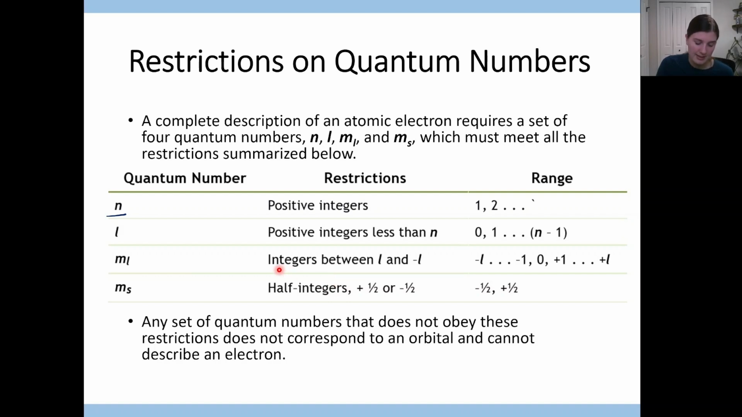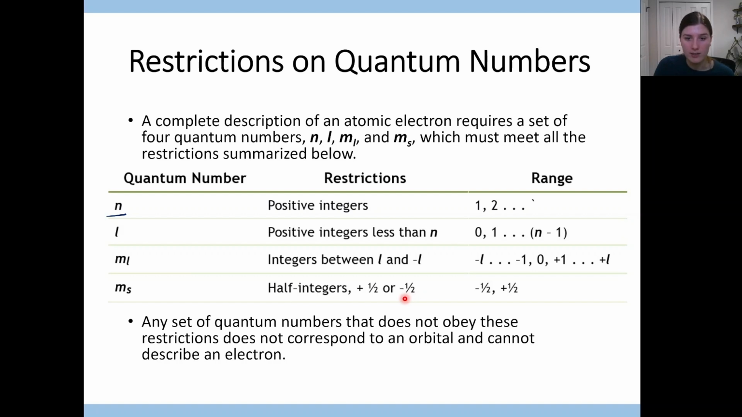mL can only be integers between positive L and negative L. So let's say L is 2, then you can have -2 as an mL value. You can have -1, you can have 0, you can have +1, you can have +2. So it can never be greater than L or less than -L. And then for mS, the spin quantum number, they are always half integers, plus 1/2 or minus 1/2.